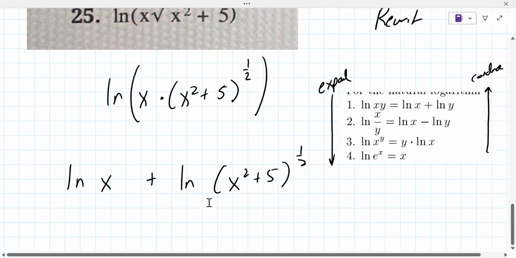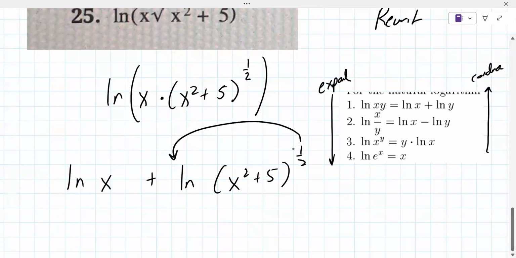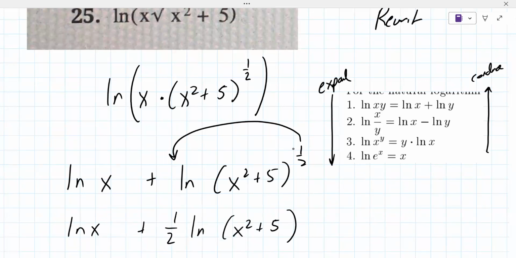Okay, so we've expanded with product, the sum. This exponent comes next. So if there's a plus inside here, that doesn't matter. This exponent doesn't matter because it's the whole thing to the 1/2 power. So the next thing is to bring that 1/2 out in front: natural log of x plus 1/2 natural log of (x squared plus 5).